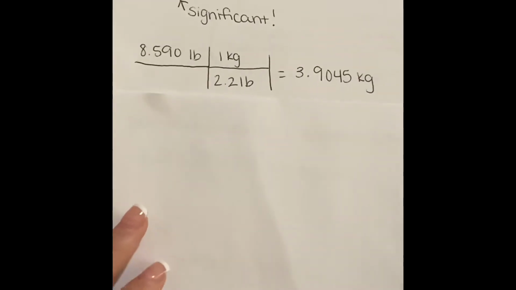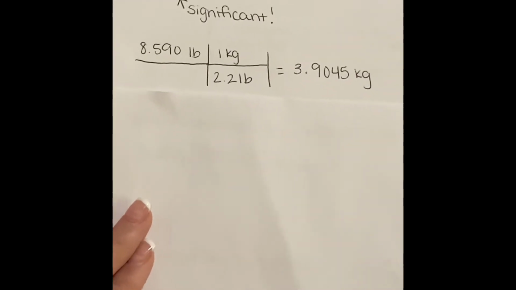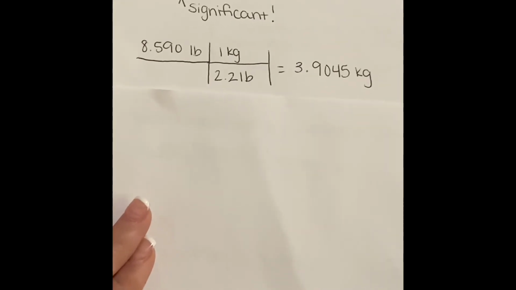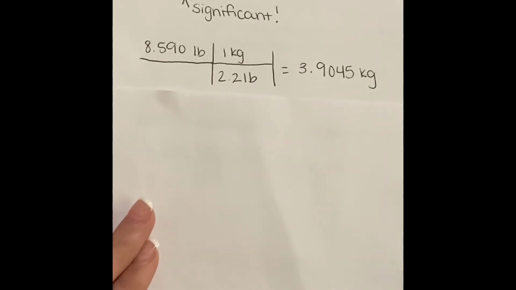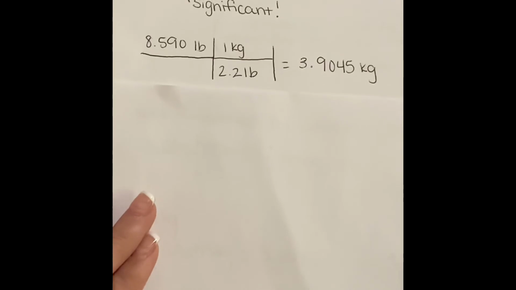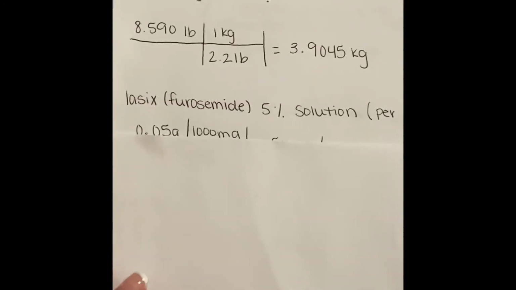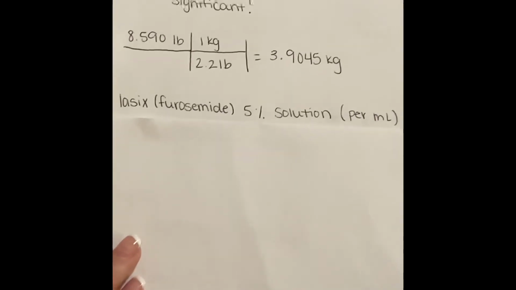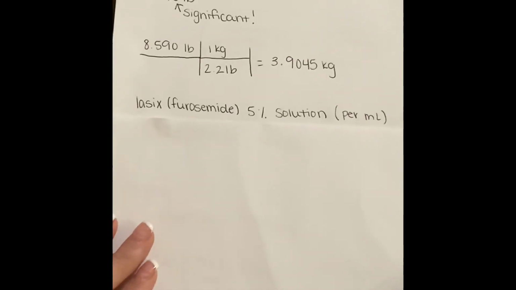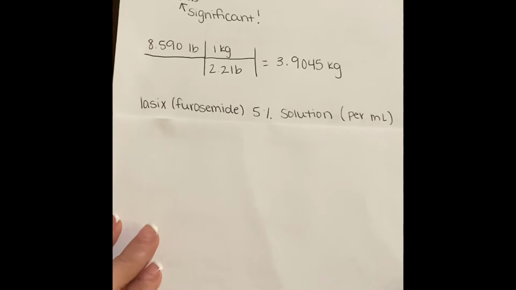to give our patient. So our patient weighed 8.590 pounds. The 0 is significant because it is a trailing 0 after a decimal point. Converting pounds to kilograms, there are 2.2 pounds per 1 kilogram. So we're going to divide our weight by 2.2, and that gives us 3.9045 kilograms. And our Lasix is a 5% solution. So this means that there is 5% furosemide per mL.